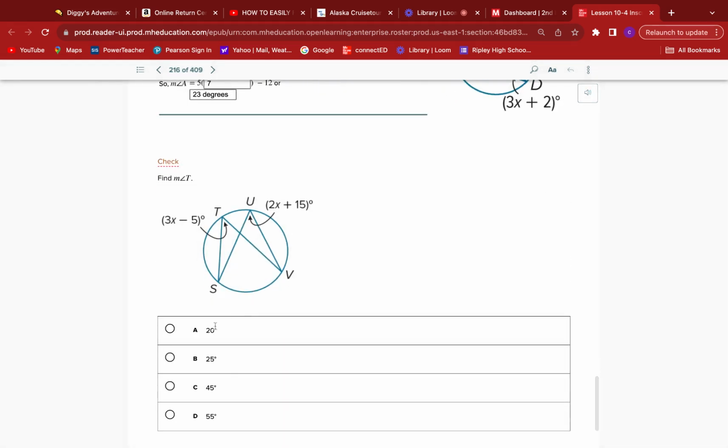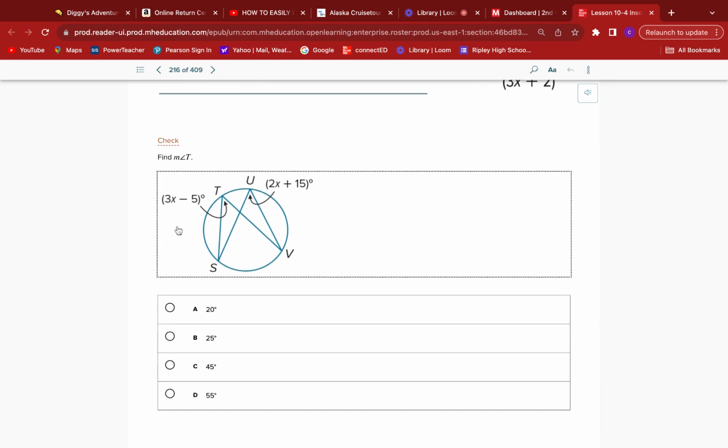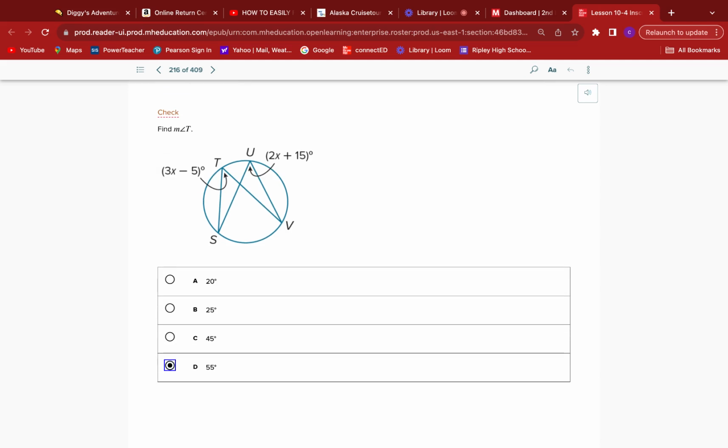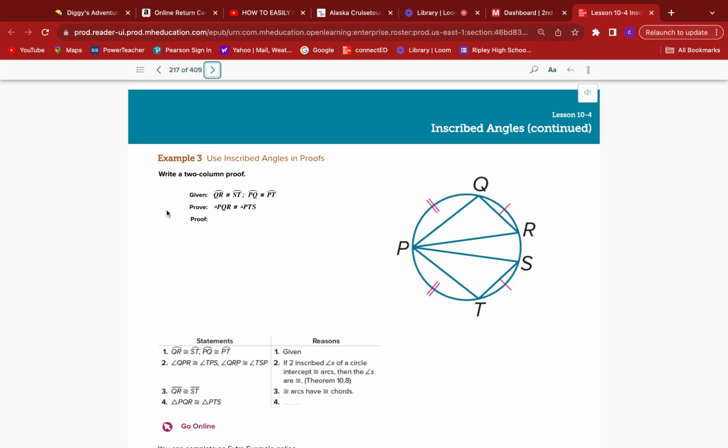They want me to find the measure of angle T. So I'm going to take my 20 and plug it into the 3x minus 5. So 3 times 20 is 60, minus 5 is 55 degrees. There is our check for page 594, example number 2. And let's move on to example number 3.